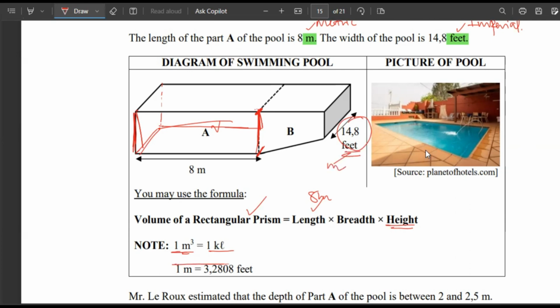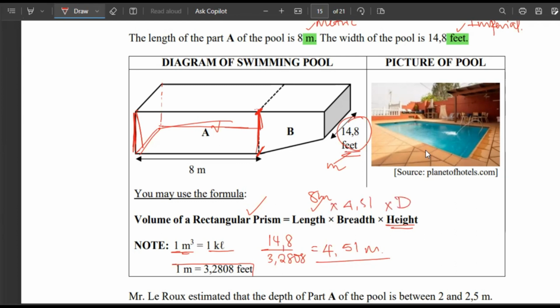What factor are we going to use? We are going to use this factor here. Actually, we shall need to divide, and we shall say 14.8 divided by 3.2802. We have the answer, 4.51 meters. So our breadth is 4.51. So we substitute now 4.51. The height is missing.